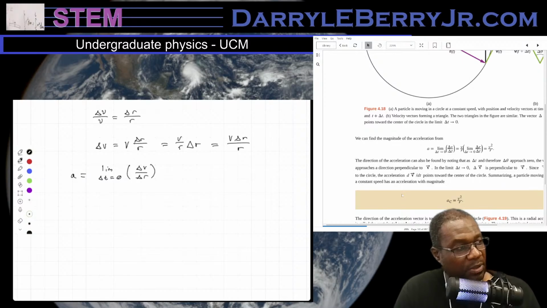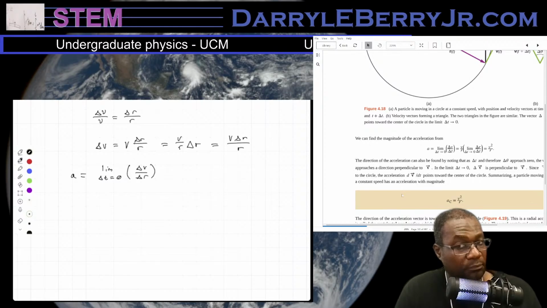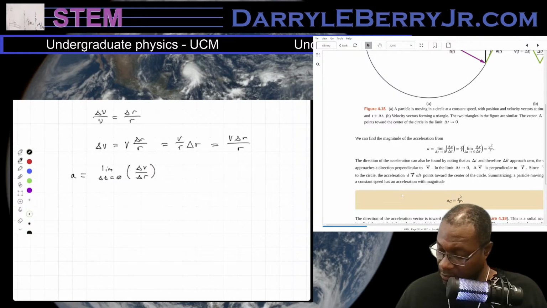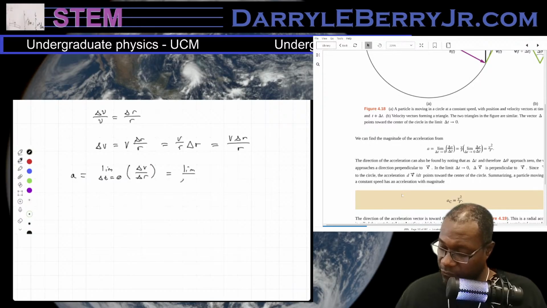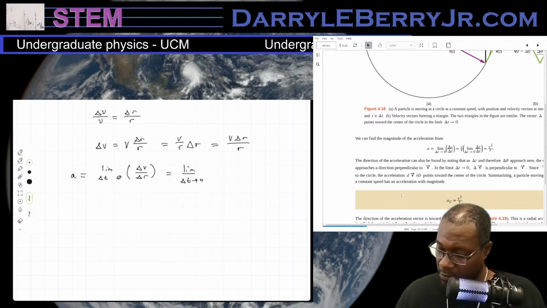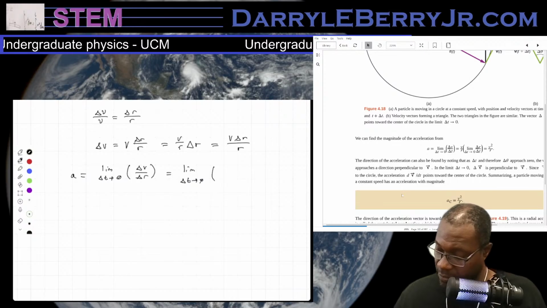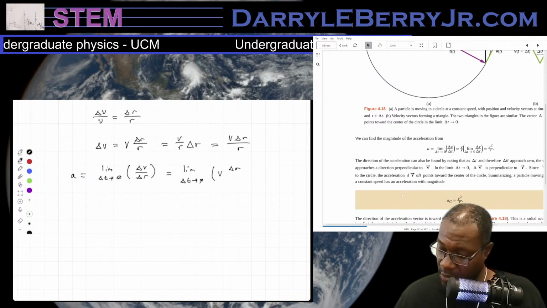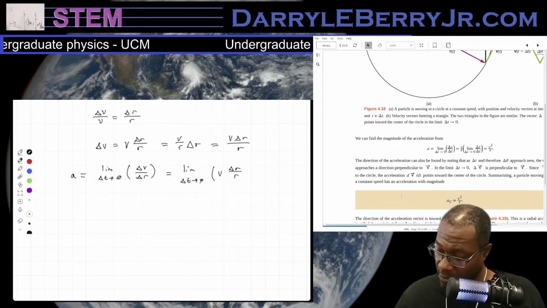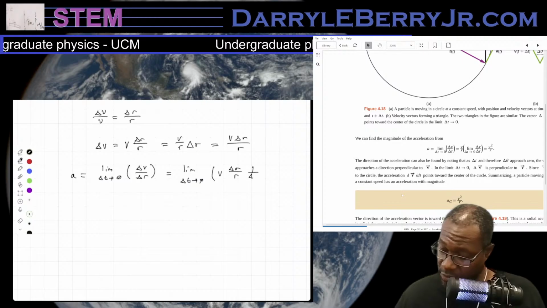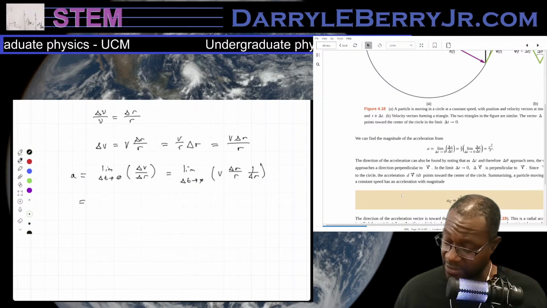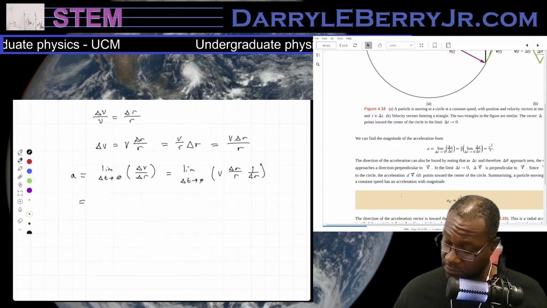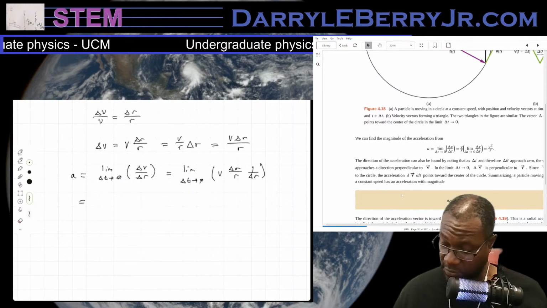So acceleration is the change in velocity. And from here, we know that the change in v equals the change in r over r. We still have 1 over the change in t. So that equals... I wrote something incorrectly. Yeah, this would be the change in t.